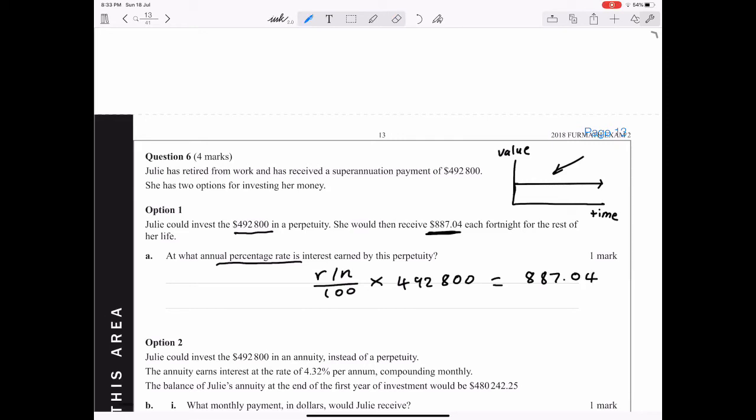So N is a compounding period. We know that she receives the interest. She receives $887.04 each fortnight. So therefore, the value of N is 26. And now we need to find the value of R. So if you solve that on your calculator, you will be able to find the annual percentage interest rate. So if you solve that on the calculator, you'll get 4.68% per annum is your interest rate.